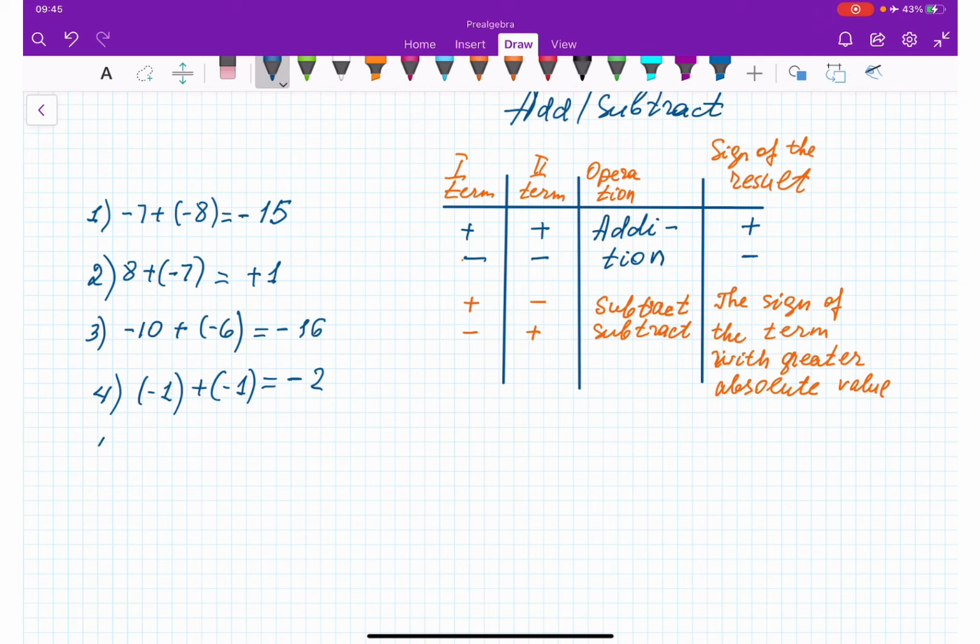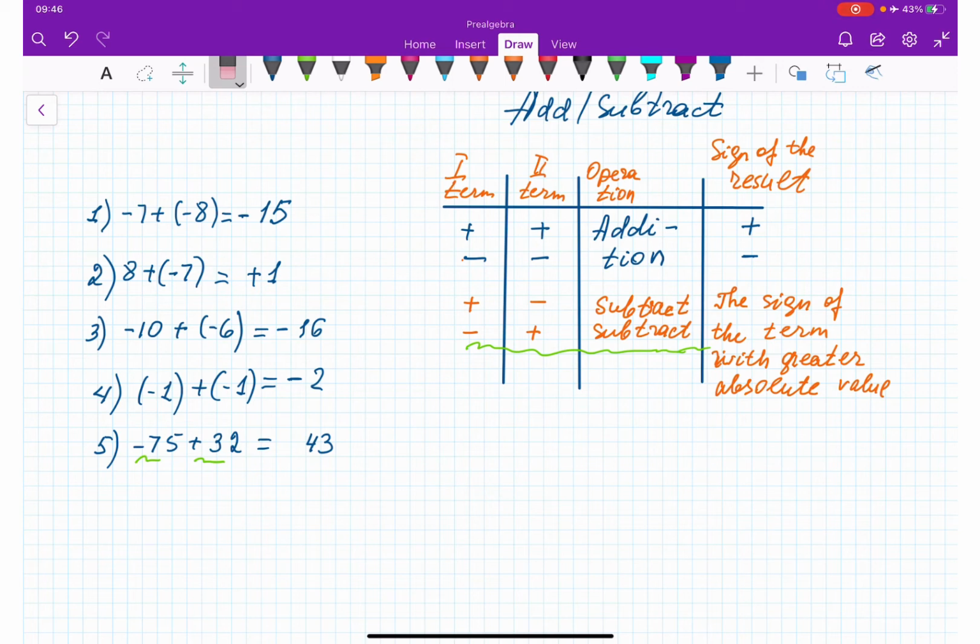Next question, number 5. -75 plus 32. So 75 is negative, 32 is positive. So negative, positive, where is it? Here it is. It's subtraction, so I'm going to subtract 75 minus 32. 5 minus 2 is 3. 7 minus 3 is 4. So I'm getting 43.